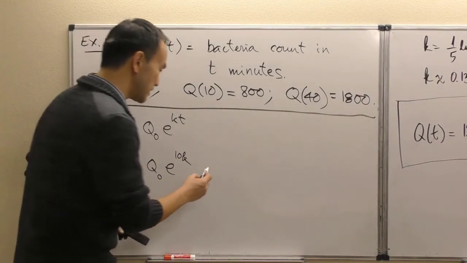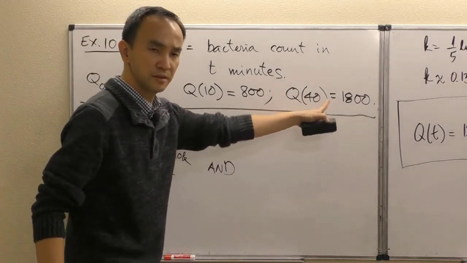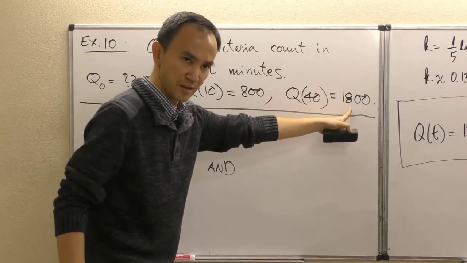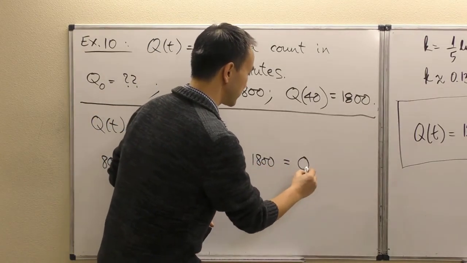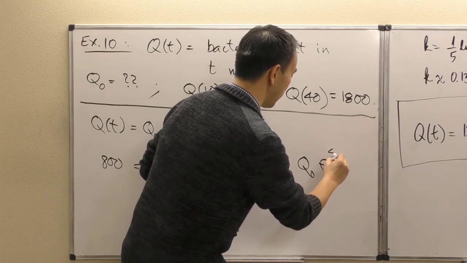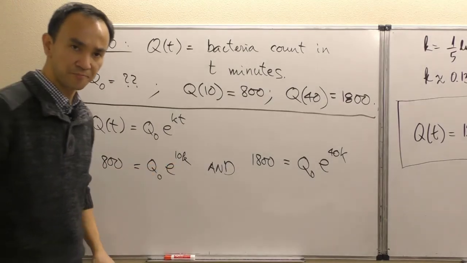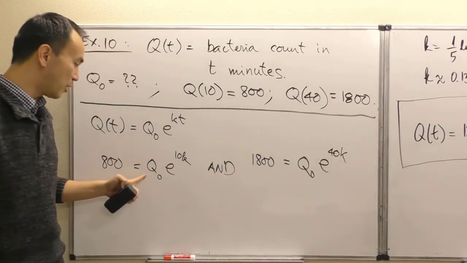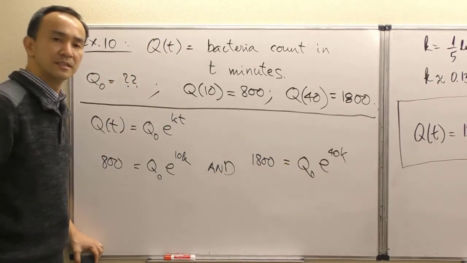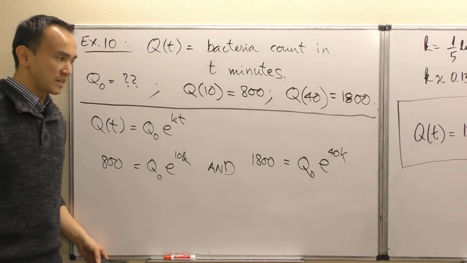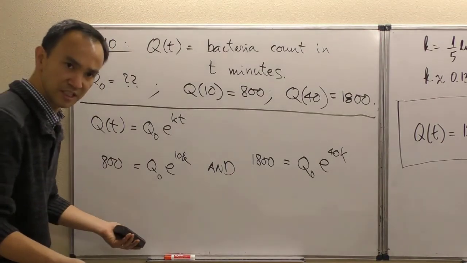And on another hand, we know that when t equals 40, our value there is 1800. So we have 1800 equals q sub 0 times e to the 40k, because I substituted 40 for t. Here I substituted 10 for t. We've produced two equations, but they both involve the same q sub 0 and the same k value. All right, now in that way I can see the following.